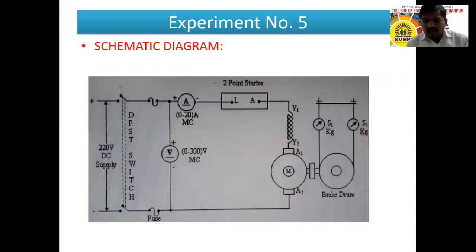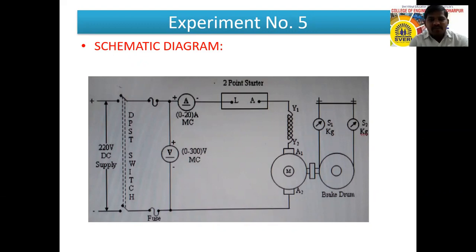Now see the schematic diagram or connection diagram while conducting the test. The positive supply of the power supply is connected to one terminal of the ammeter. The next terminal of the ammeter is connected to the L terminal of the 2-point starter. In a DC series motor, the field winding is connected in series with the armature winding, so there is no separate field terminal.